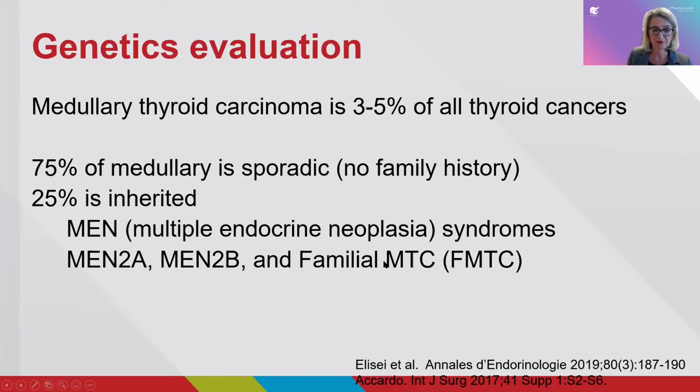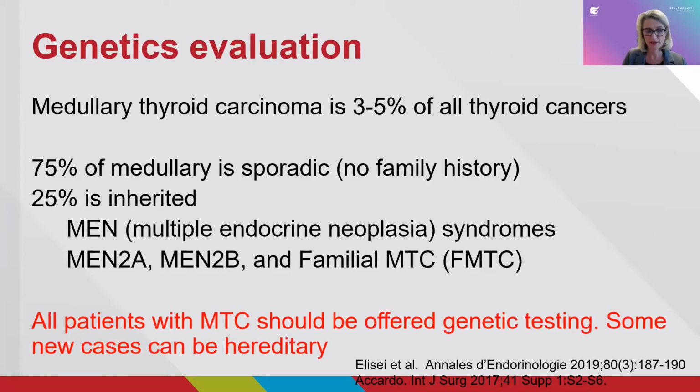And there's a couple different types. MEN 2A or 2B, or where it's just a familial medullary thyroid carcinoma. And so those are ones that if you have that gene mutation, that can be something that is hereditary in the family. So because of that, all patients with medullary thyroid carcinoma should be at least offered genetic testing.